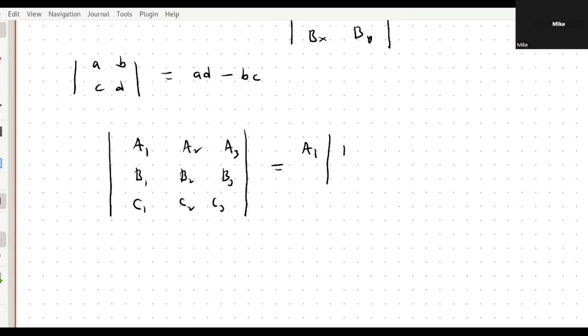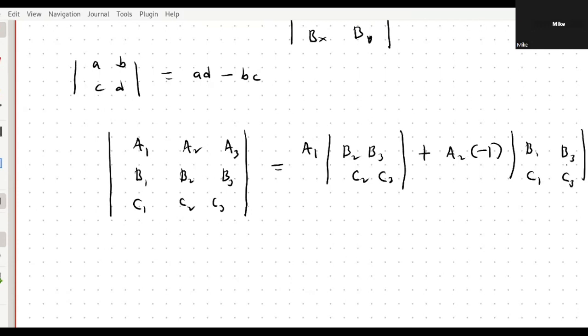Tapos the minor is B2, B3, C2, C3, plus yung next column, A2, we pick up a minus sign, and then the minors, plus A3, plus sign uli, yung minors ay B1, B2, C1, C2. So ito yung for the 3x3.